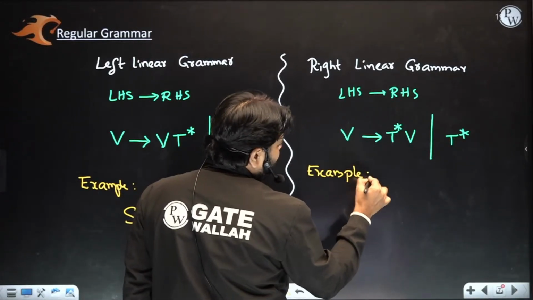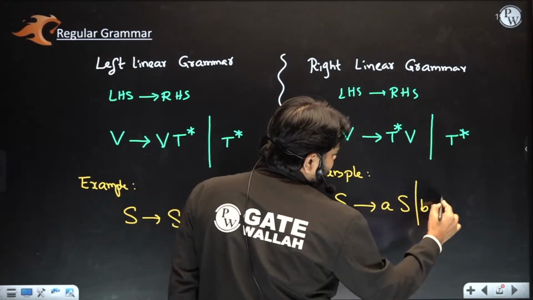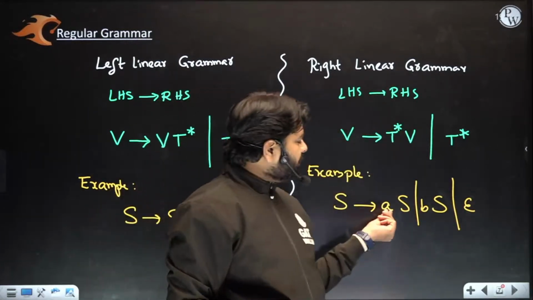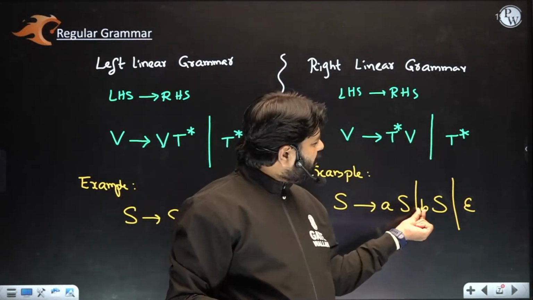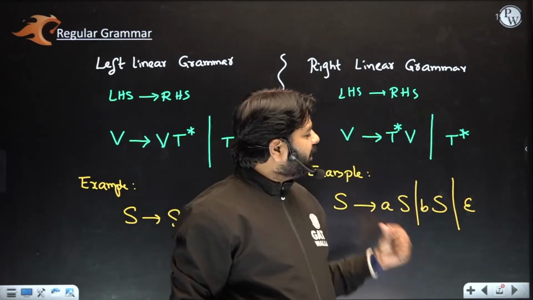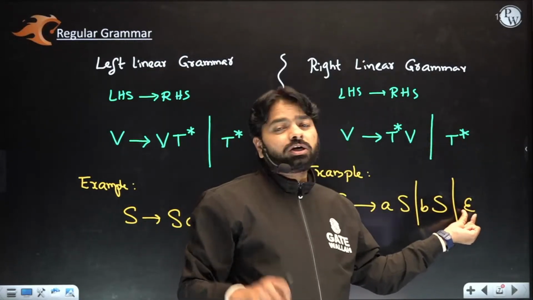What is right linear grammar? Something like this, S derives AS or BS or epsilon. Now you see AS in this form, one terminal followed by one non-terminal. Here it need not be one terminal, it could be any number of terminals followed by one non-terminal, and epsilon is there in T power 0. In any sequence of terminals, epsilon also can come.